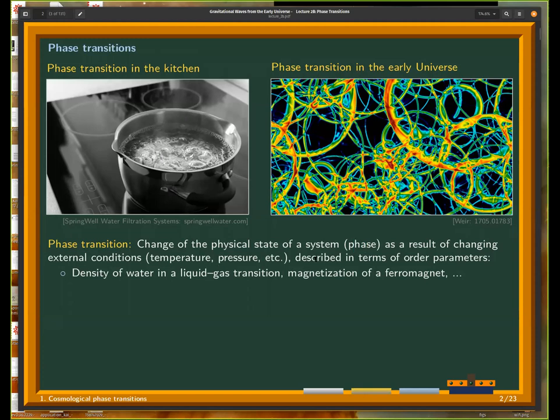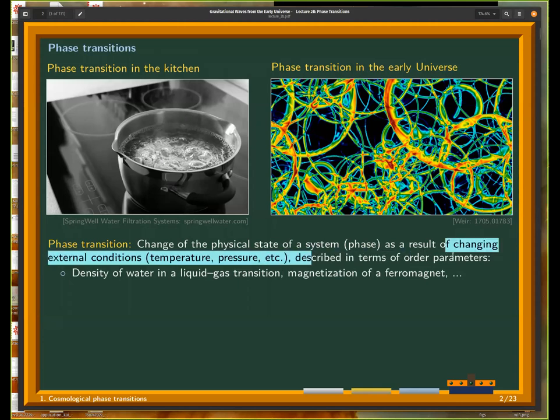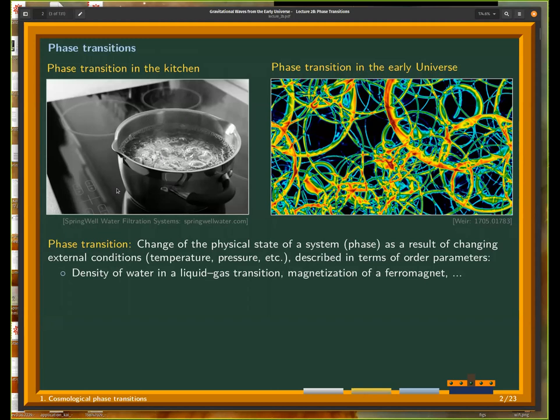And typically these changes in the phase structure of our system are described in terms of order parameters. So here in the kitchen, we can describe this phase transition in terms of the density of water in a liquid-gas transition. But then also in condensed matter physics, we can think about phase transitions inside a ferromagnetic material going from a paramagnetic state to a ferromagnetic state. And that phase transition would be described by the magnetization of the sample.